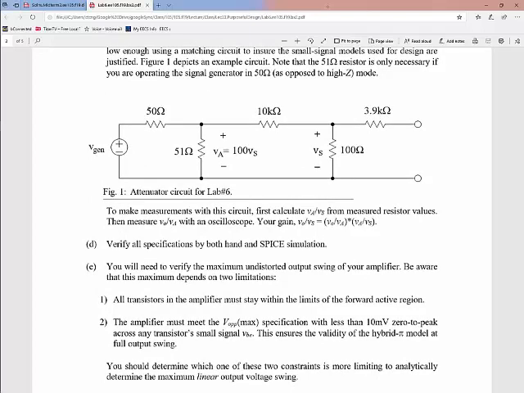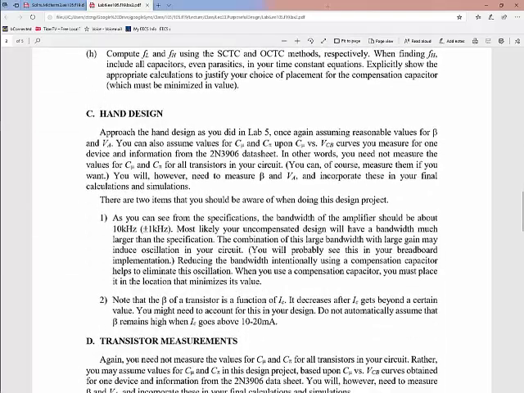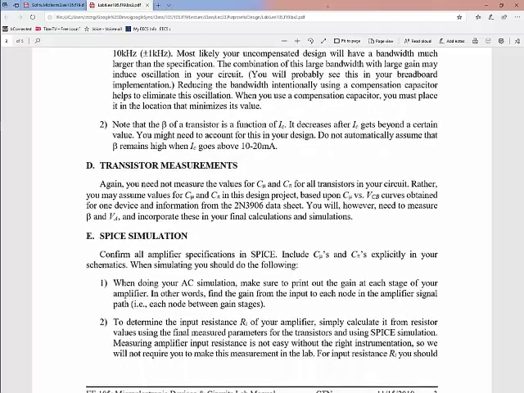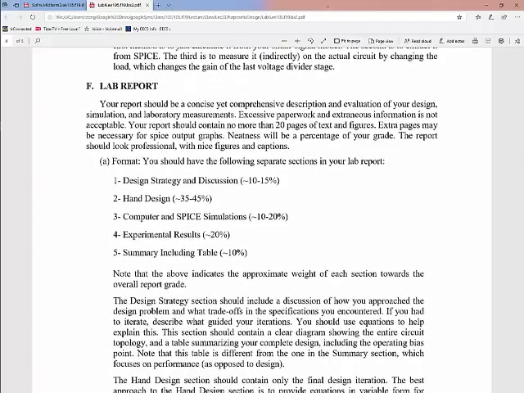And so this lab will be like lab number 5 in that you'll have to do a hand analysis, you'll have to do a SPICE simulation, and you'll have to actually build the circuit on your breadboard and prove that it works, measuring it using the equipment you have in the lab. And so that's all explained in all of this here. I won't go through this in great detail because you should read this here. We say a few things about what you need to do for hand design, transistor measurement, SPICE simulation. And then the big part of this is going to be the report.